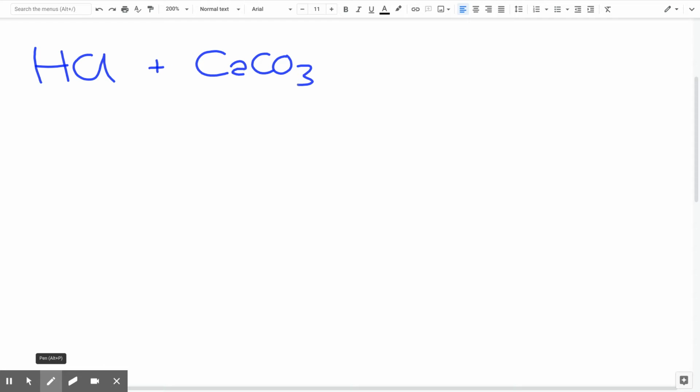But what we can see is this is now different to the previous examples that we've looked at of an alkali reaction. HCl is an aqueous solution, but calcium carbonate is a solid. And calcium carbonate doesn't dissolve in water. And so we don't call this an alkali. HCl is an acid, as we've already established. Calcium carbonate is a base.